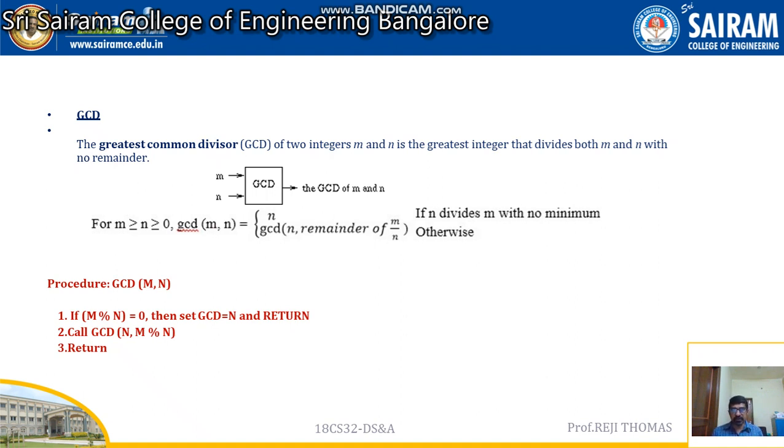4 modulus 2 is equal to 0. If m modulus n is equal to 0, your n is going to be GCD. What is your n in this case? Your n is 2. So 2 is the GCD. So this is going to be your base case.